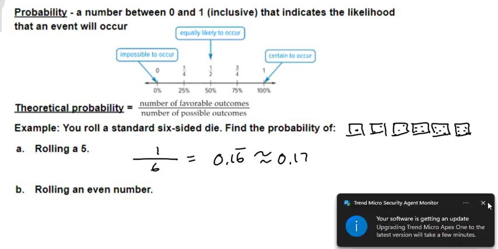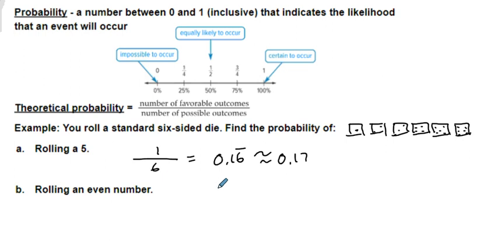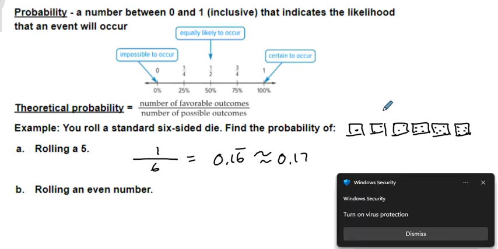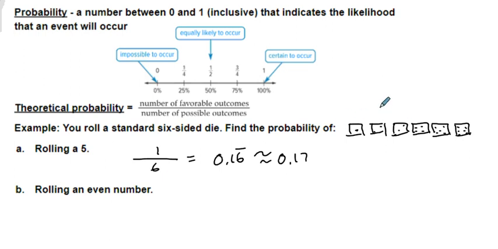Now, for rolling an even number, you would look at how many possibilities you have that are even numbers. So you've got this one, this one, and this one. So you've got 3 different possibilities out of 6. So 3 favorable outcomes out of 6 possible outcomes. Simplify that, you get 1/2, and if you put that into a decimal, it works out neatly, and you get exactly 0.5.